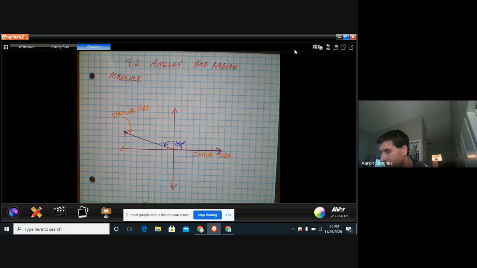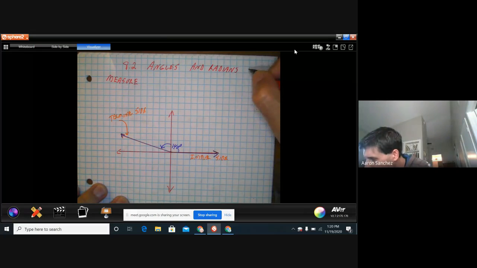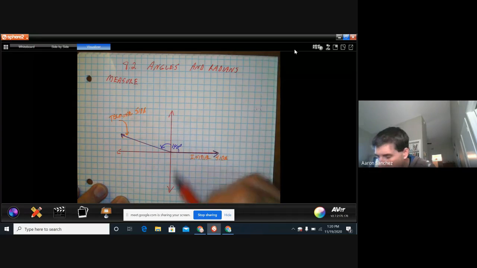So anyway, 8.2, angles and radian measures. Let me pluralize that: angles and radian measures. Draw this coordinate plane.